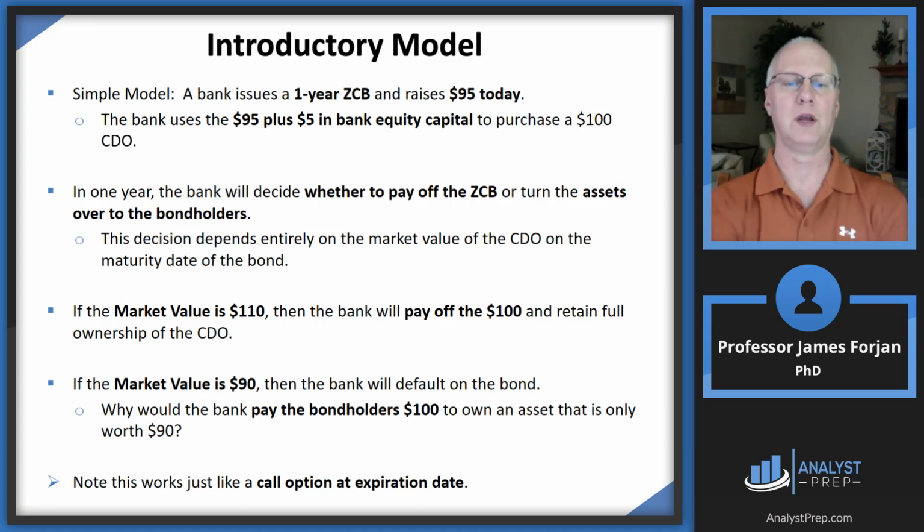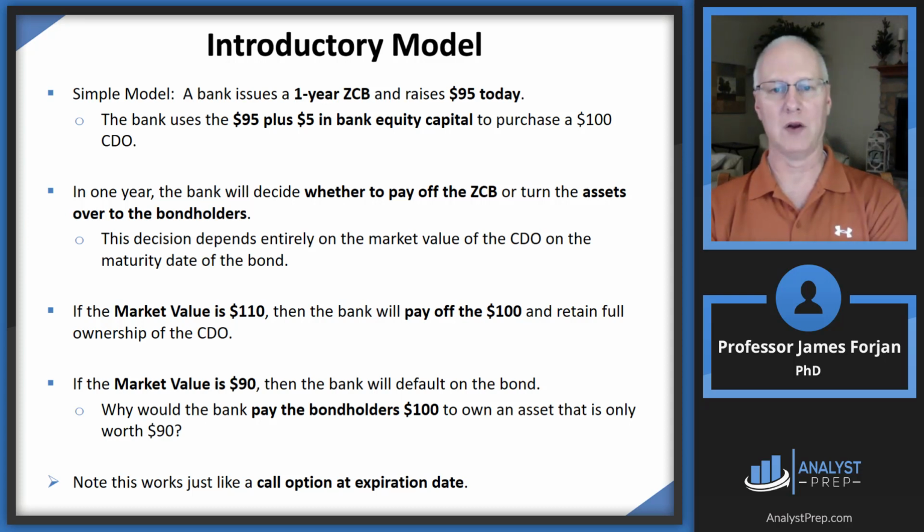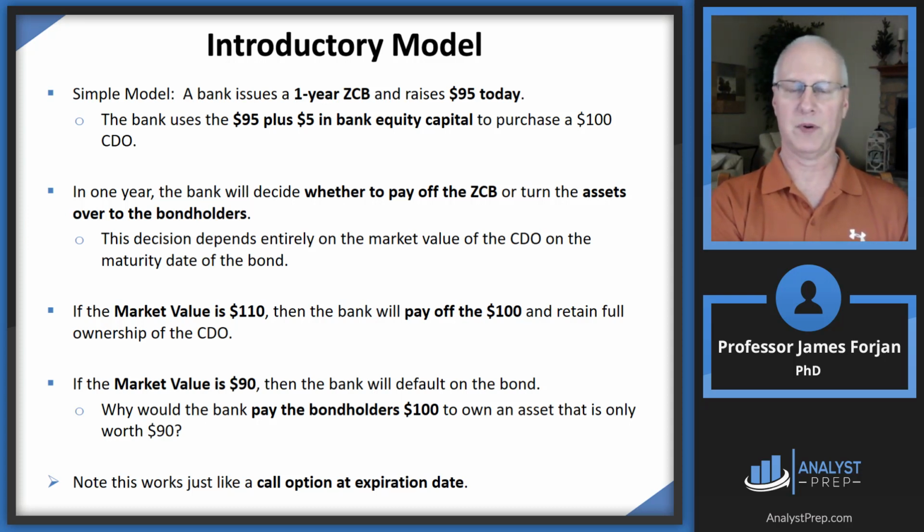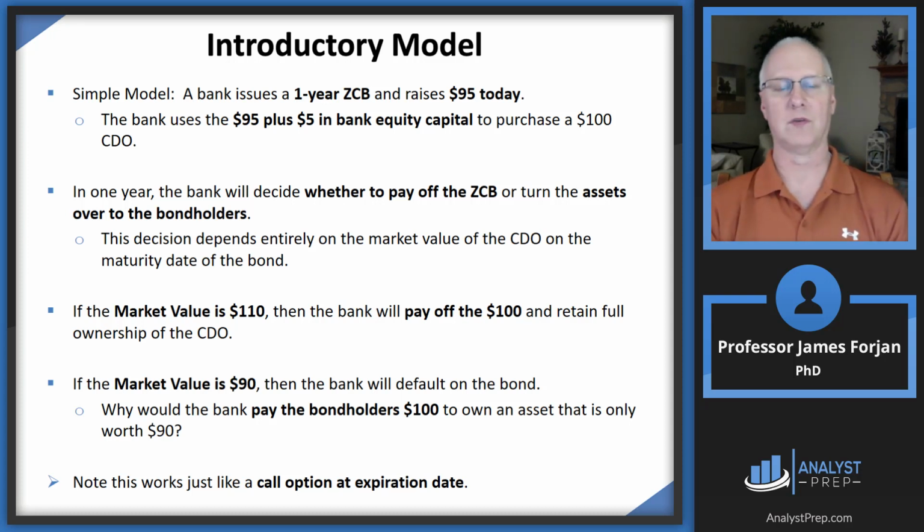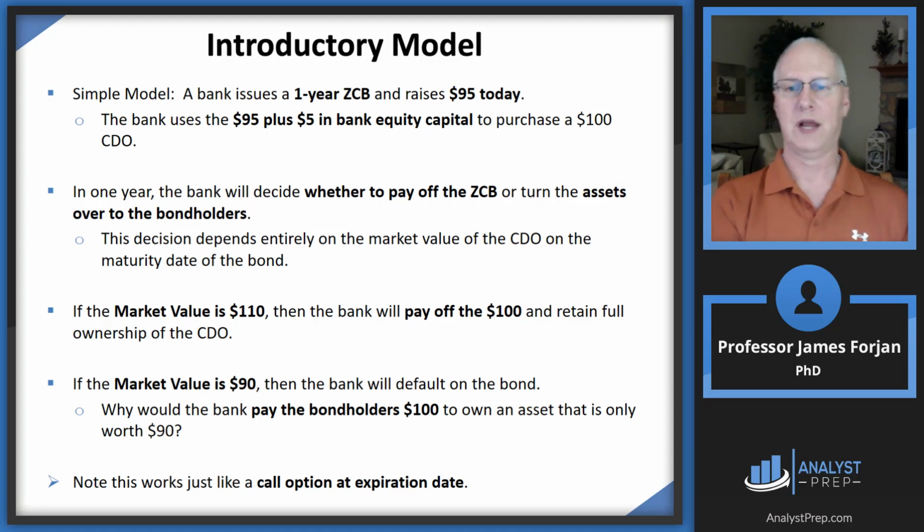All right, so let's do this really quickly here. And I do have some math on the next slide. If the market value is $110, then what the executives of the bank will do is pay off that $100 zero coupon bond and then retain full ownership of the asset, of the CDO, right? Think about it this way. The bank is going to pay $100 to gain full ownership of an asset that's worth $110. That makes perfect sense. But if the market value of that CDO is only $90, then why in the world would the bank pay the bondholders $100 to own an asset that's only worth $90? This is the definition of default. I think in the mortgage market, they call it being underwater.